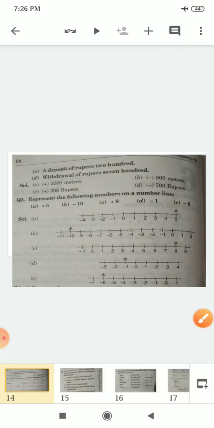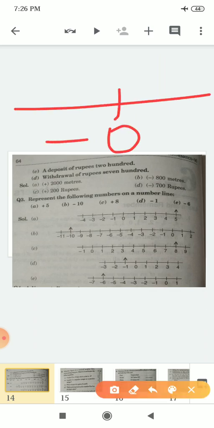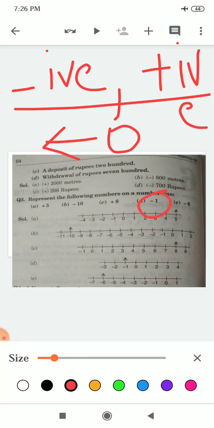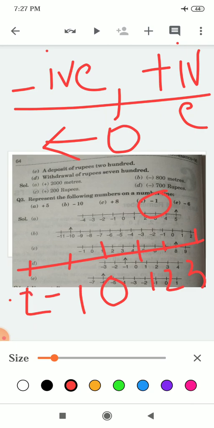Same way you have to do question number B, that is minus 10. Because it is minus, it will be on the left hand side of 0, because negative numbers are this side and positive numbers are on this side. Okay, so it is very easy. Like I am showing you this number minus 1, you have to take 0 here, 1 here, 2 here, 3 here, and minus 1, minus 2 and minus 3 here. Now you have to represent minus 1, so you will take one arrow and write there minus 1 and one circle. So this is how you have to represent the numbers on a number line.